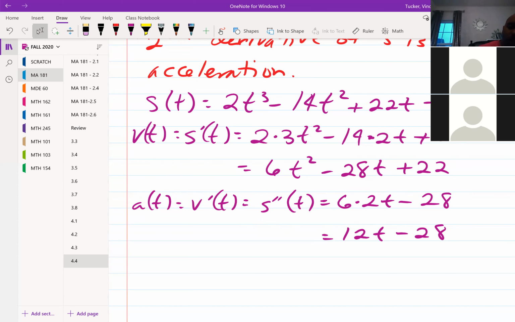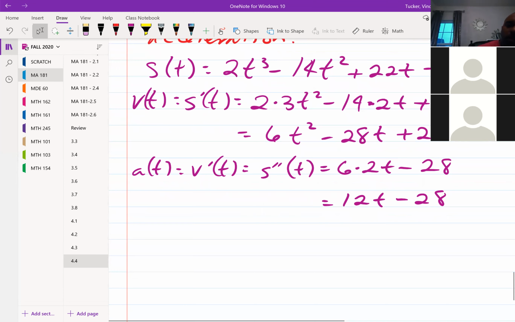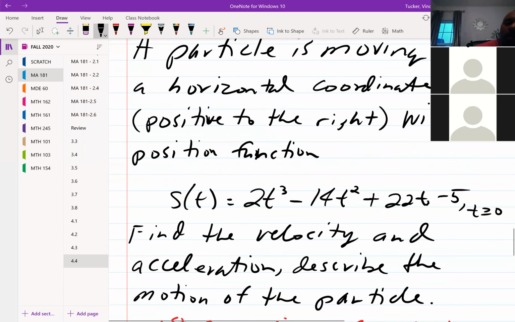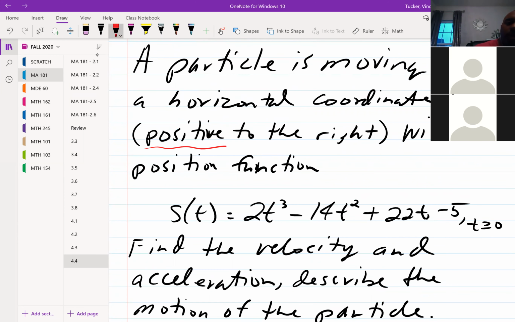All right. So let's look at setting up our intervals. First thing we're going to do is explore our velocity. And it will let us know, going back here to our initial setup, positive is to the right.